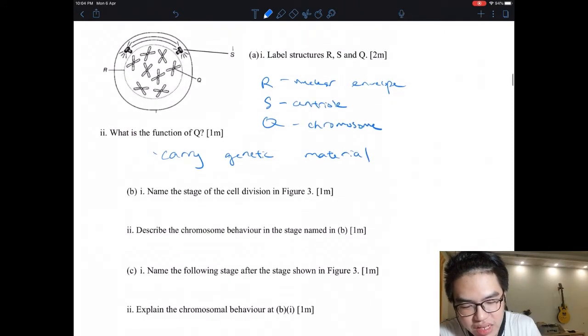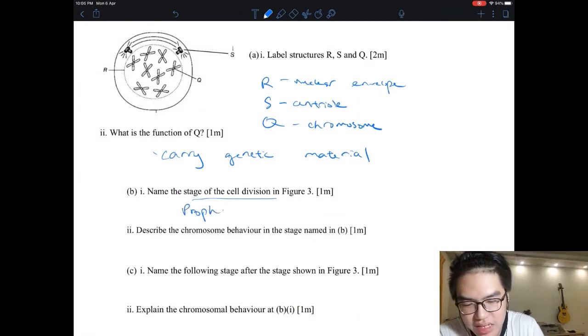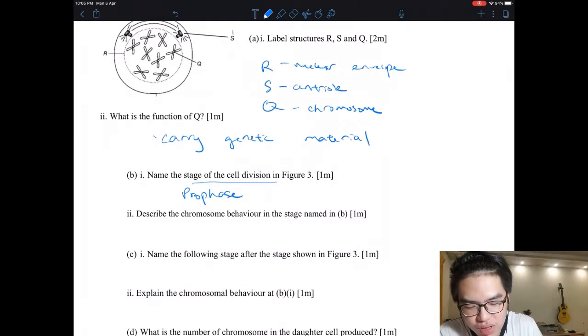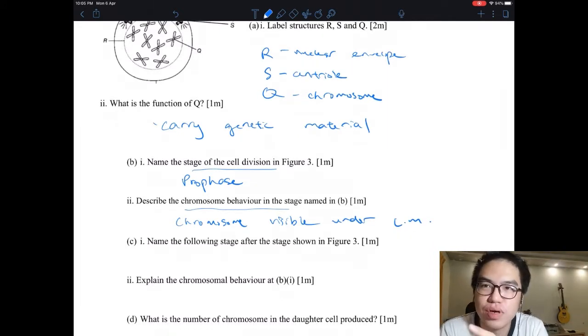Okay, so simple. So name the stage in figure 3. So they are all hanging around. What is this? This is prophase. Like I said, a whole bunch of hair. Of course, this is not that long. So number 2, describe the chromosome behavior named in B. The chromosome is visible under a light microscope, not an electron microscope. With an electron microscope, you can see everything.